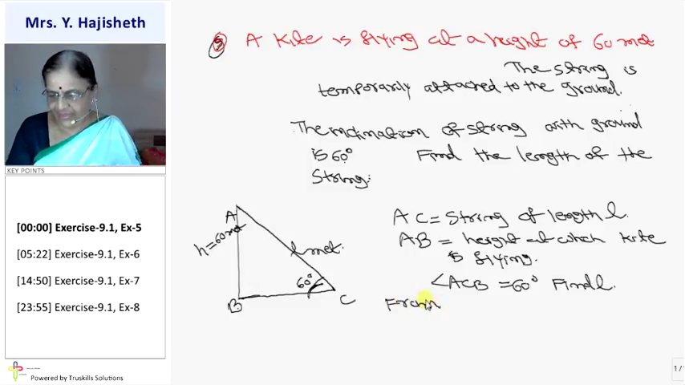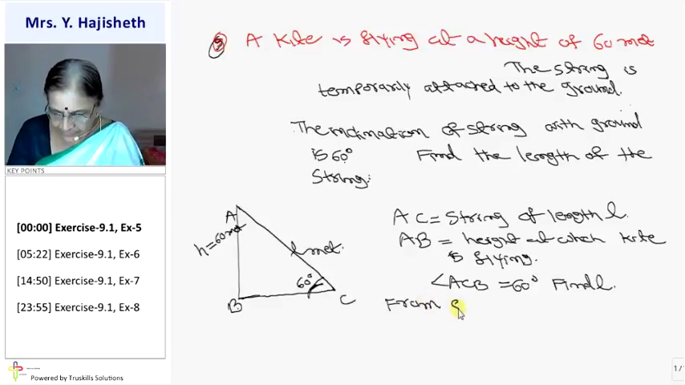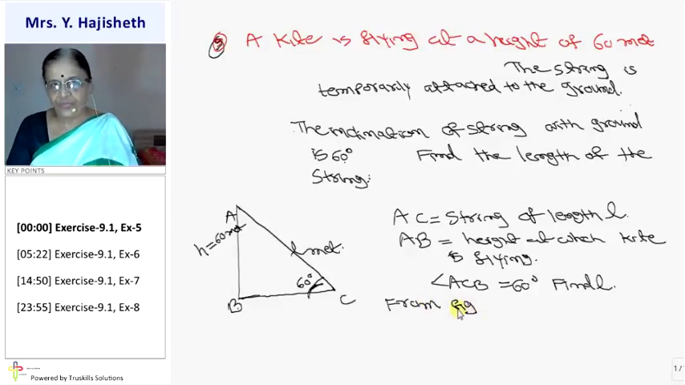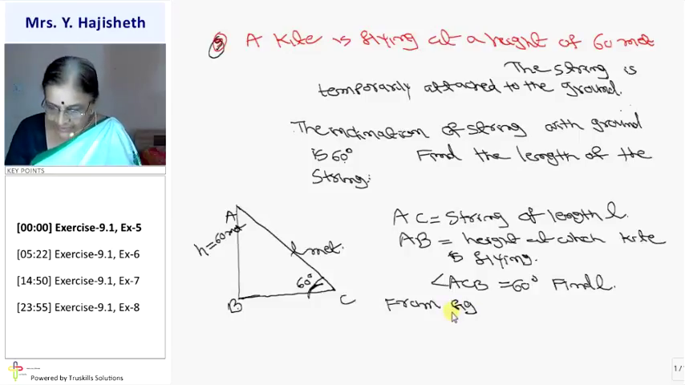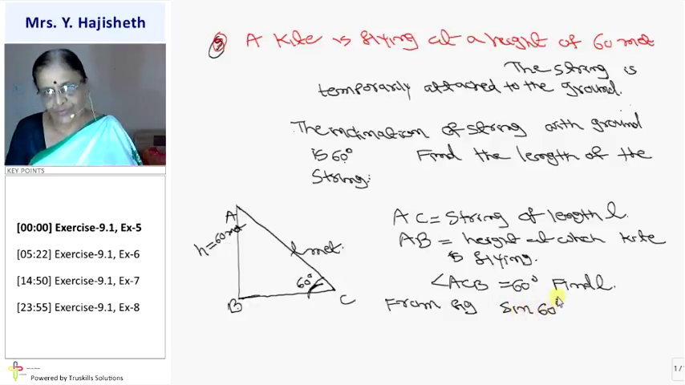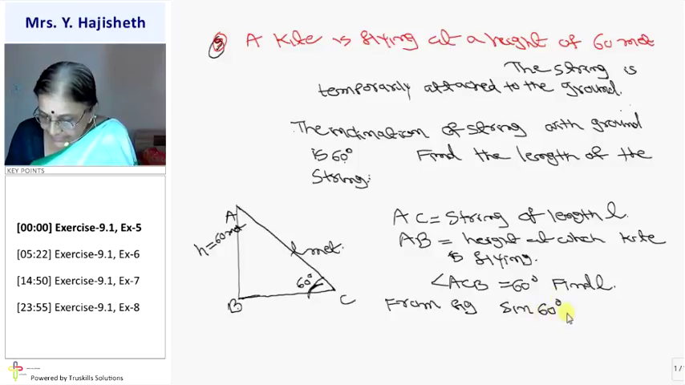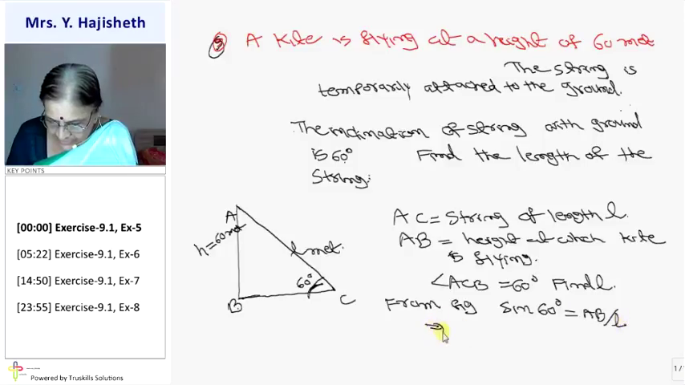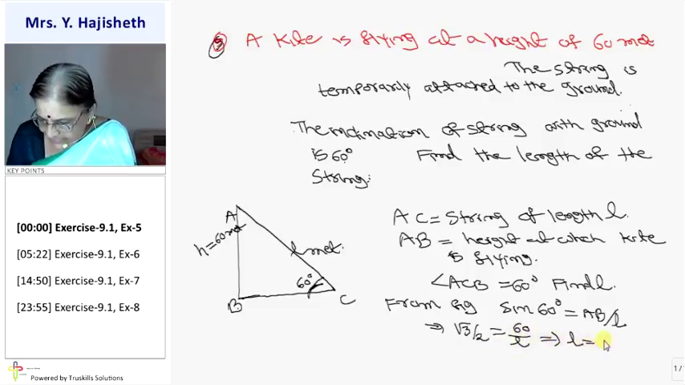Figure and introduction of the figure. Now from figure, I should take a ratio which includes H as well as L. So that ratio is nothing but sin 60, okay? Because sin 60 is opposite side upon hypotenuse. My hypotenuse is to be calculated and my height is given. Sin 60 is AB upon L. So sin 60 is root 3 by 2. Root 3 by 2 is 60 upon L. And that implies L is 60 into 2 by root 3.